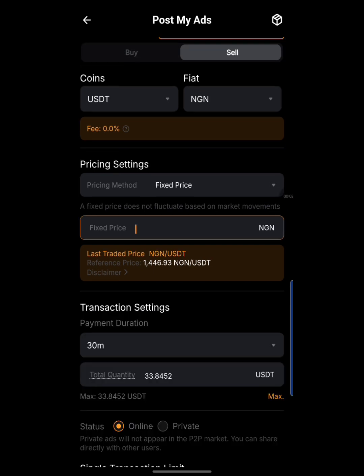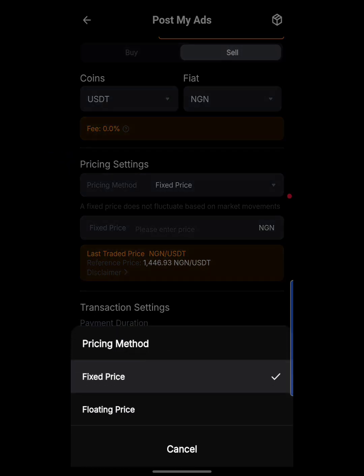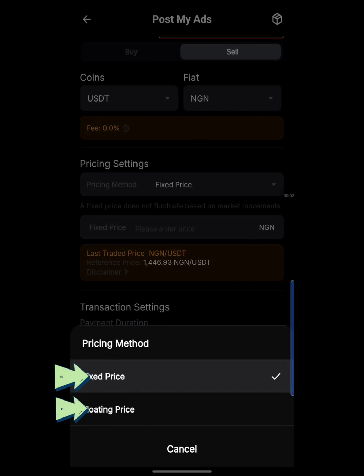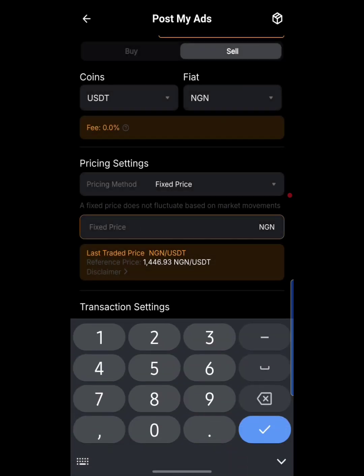All right, so down here that says pricing settings, you can select your pricing method to either fixed price or floating price. As you can see right here, I prefer using fixed price because it gives you the ability to set your price yourself. But the floating price fluctuates as the market fluctuates, so that's the reason why fixed price is much better, because it gives you the ability to set your prices yourself, guys. As you can see over here, it says a fixed price does not fluctuate based on market movement, but a floating price fluctuates. So that is the basic reason why you need to set it at fixed price, so you get to be the one who sets your prices yourself.